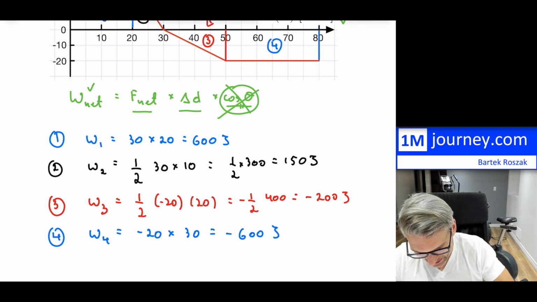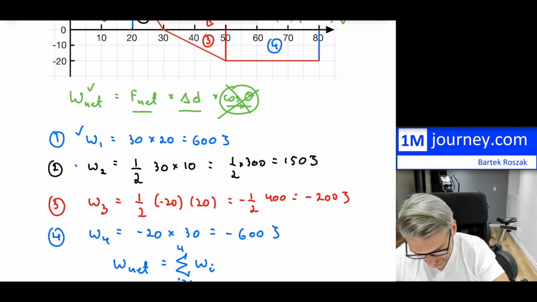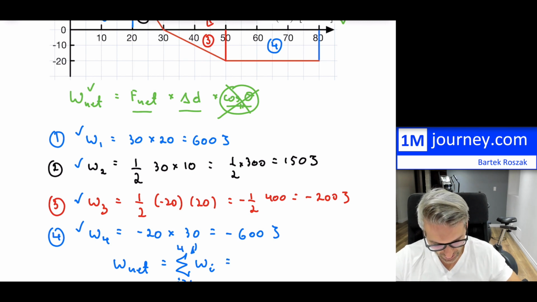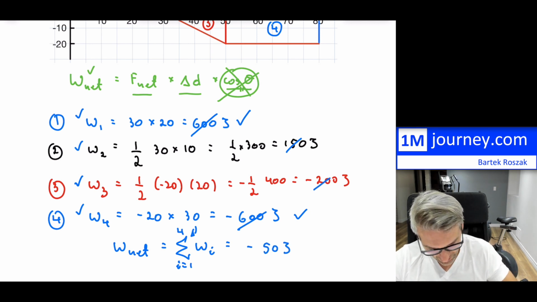And now if you want to find out what the net work is, you're going to have to sum them up. Sometimes we'll put summation as this symbol, so summation of all of the works, from i equals 1 to 4, so that means 1, 2, 3, 4, so that's the summation of all 4 of them, and you can go ahead and add them up. Now, notice 600 plus minus 600, so these two cancel, so that's gone, and notice you have 50, and then this is minus. So this is going to be actually -50 joules of work.